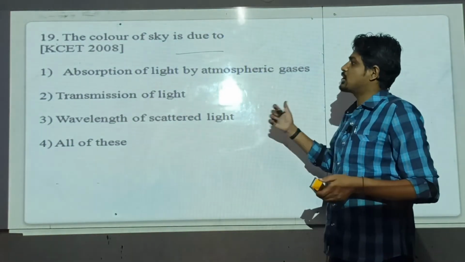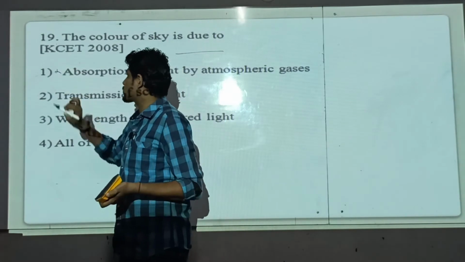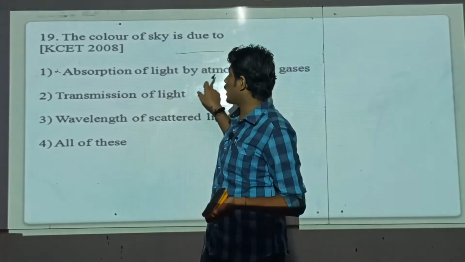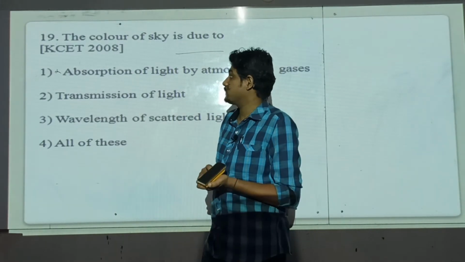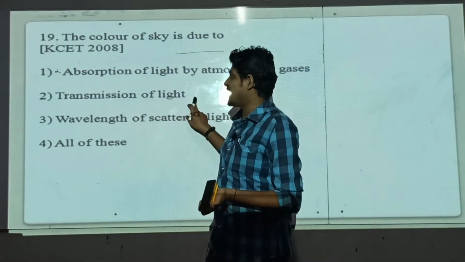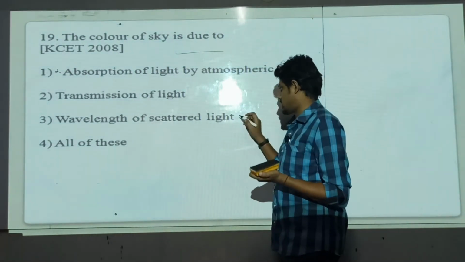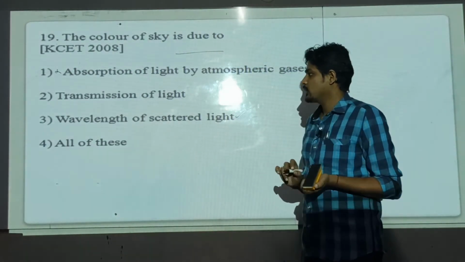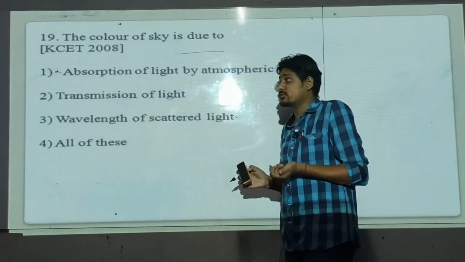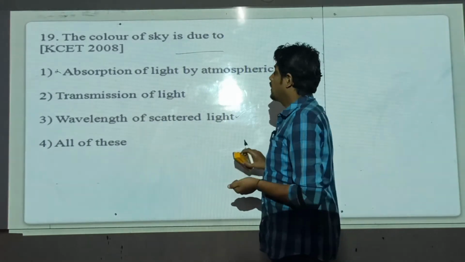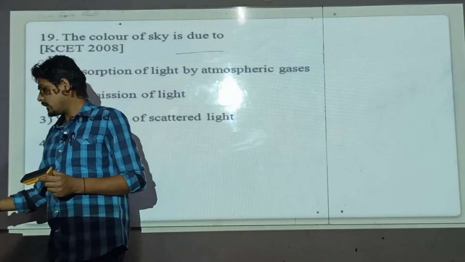Okay, so what is the option you have to choose in this? Obviously the first one is wrong. Why is the first one wrong? Because they are saying absorption of light. Light cannot be absorbed by the dust particles, they are scattering it, that you have to look at. Then transmission of light, no, they are not getting transmitted. Then wavelength of the scattered light, yes, this is our answer, not all of these. If the light is absorbed, then we should see a dark color. So yes, the answer will be third, wavelength of the scattered light.